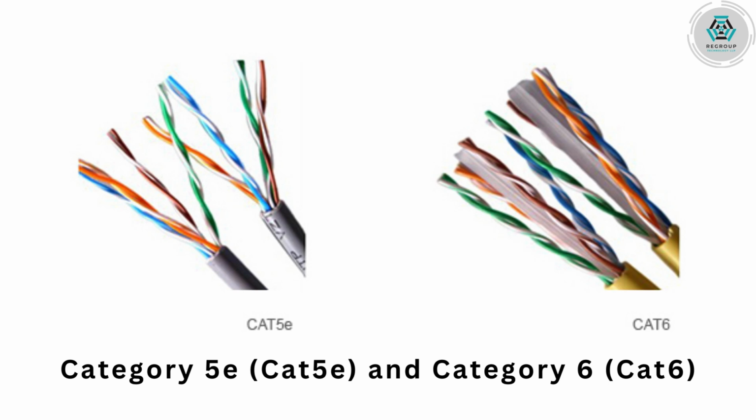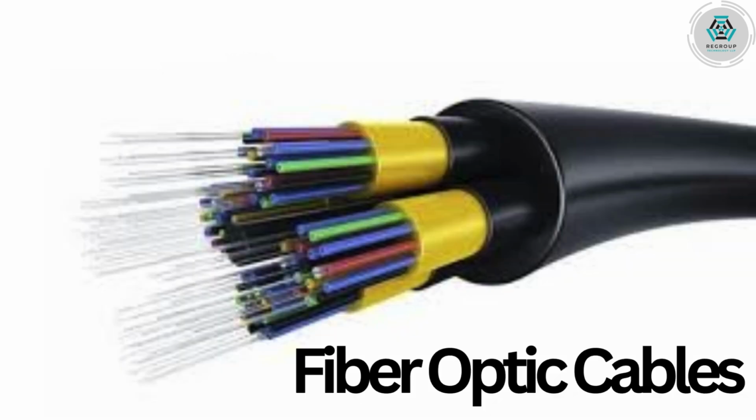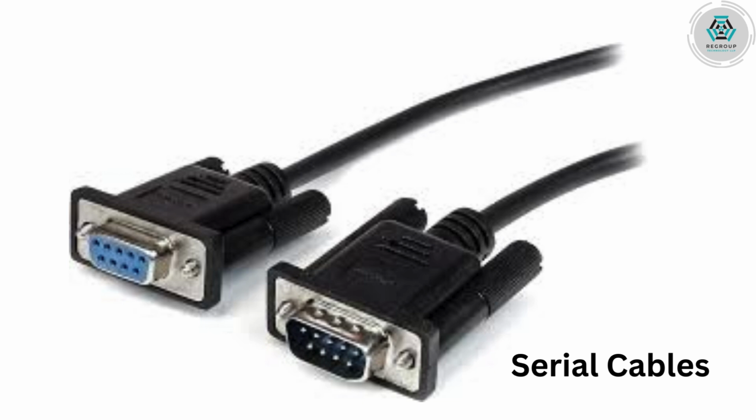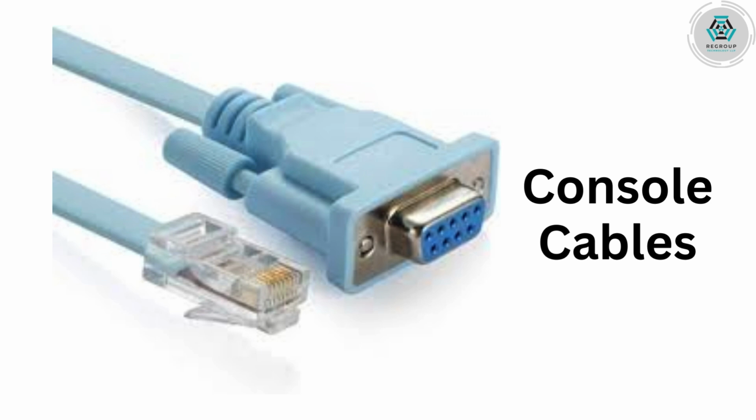Category 5E, Cat 5E, and category 6, Cat 6 support higher speeds and reduced interference. 2. Fiber optic cables. Single mode fiber, SMF, suitable for long distance communication. Multi-mode fiber, MMF, suitable for shorter distances, such as within a building. 3. Serial cables, used for long distance, low-speed connections, often in older networking equipment. 4. Console cables, used for configuring network devices via a computer's serial port.